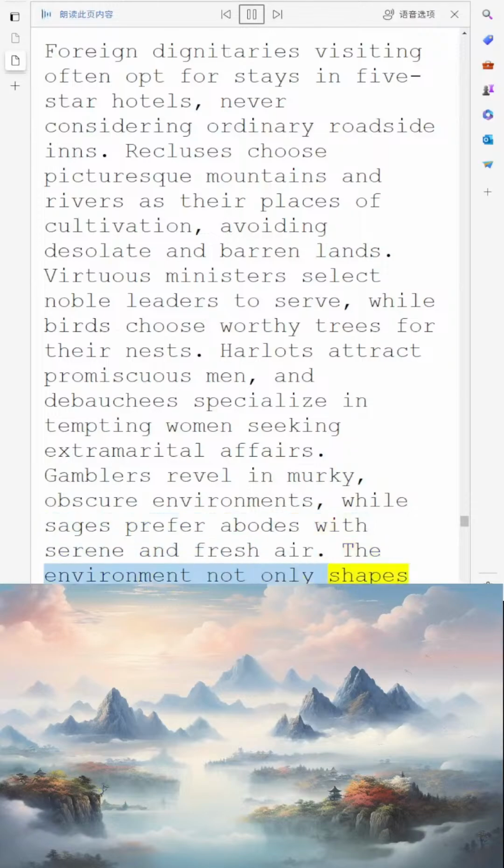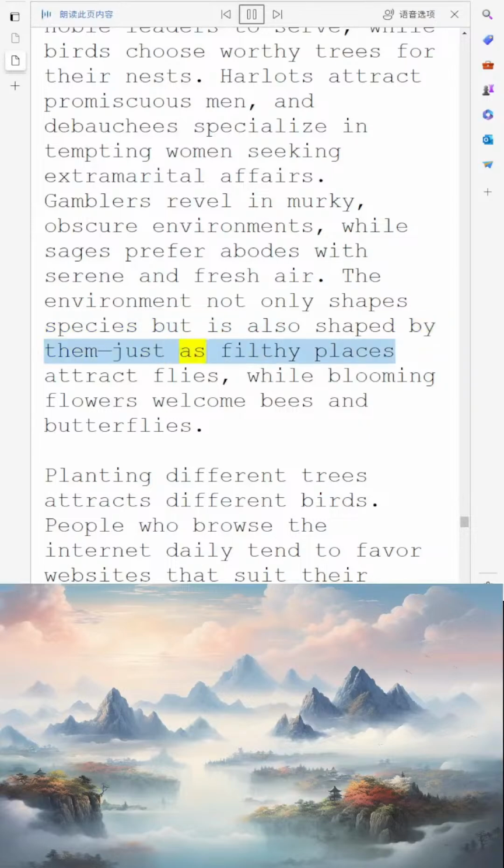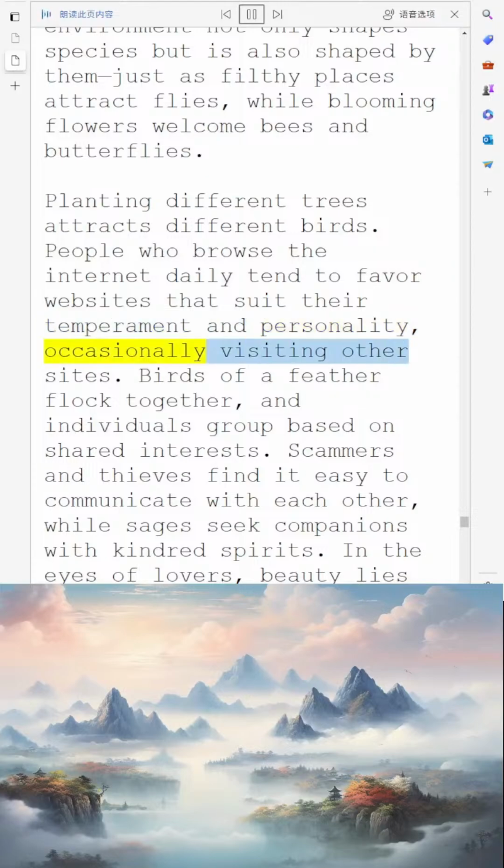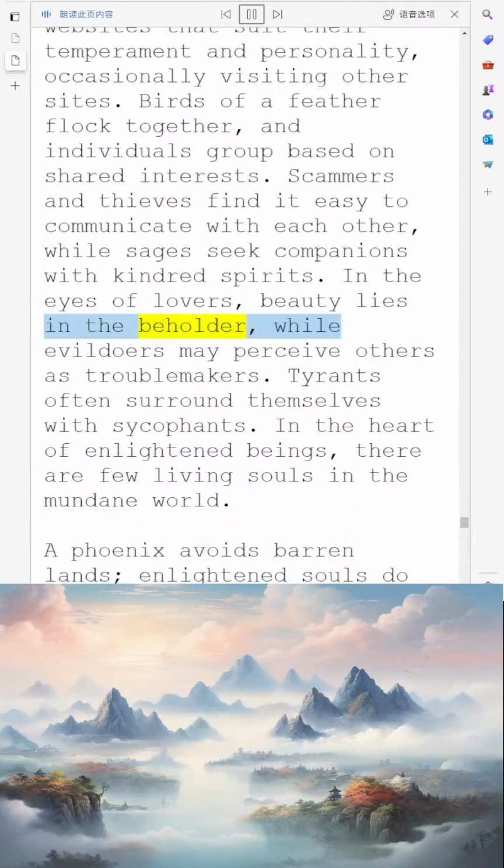The environment not only shapes species but is also shaped by them, just as filthy places attract flies, while blooming flowers welcome bees and butterflies. Planting different trees attracts different birds. People who browse the internet daily tend to favor websites that suit their temperament and personality, occasionally visiting other sites. Birds of a feather flock together, and individuals group based on shared interests. Scammers and thieves find it easy to communicate with each other, while sages seek companions with kindred spirits. In the eyes of lovers, beauty lies in the beholder, while evildoers may perceive others as troublemakers. Tyrants often surround themselves with sycophants.